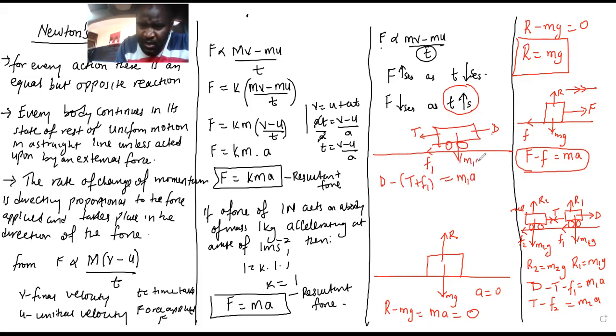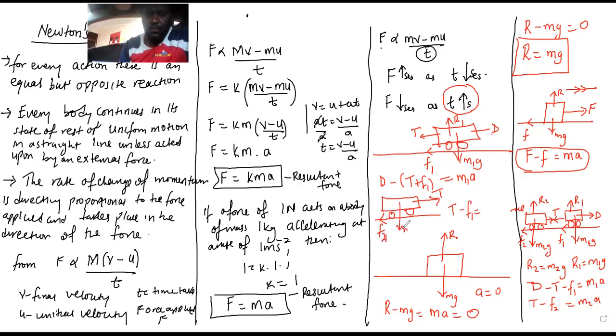Remember, this is the weight M1G. It has a reaction R1. Therefore, that is how the D became T minus F1. Then the second one. Ideally, what is pulling the second one is the tension in the stream, but it is overcoming friction F2. So tension minus F2 is equal to M2A. So that's how these equations came about. So you treat them as if they are separated.